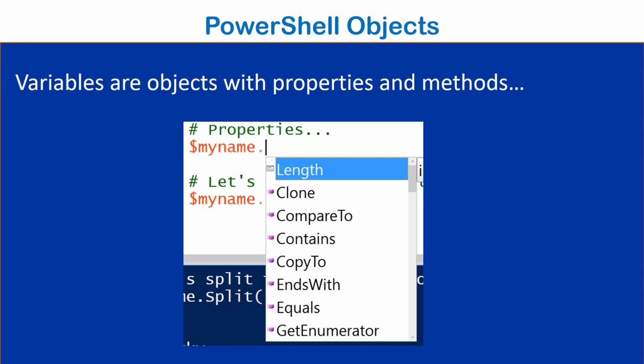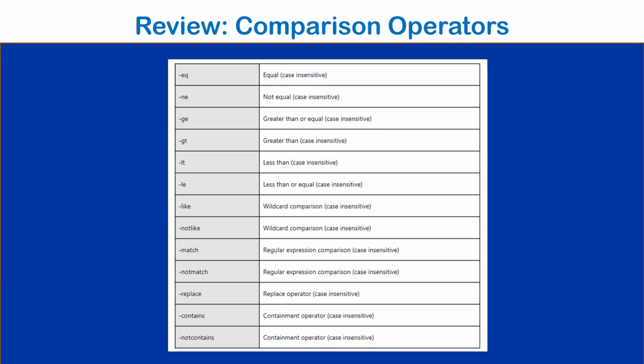And we also looked at the fact that variables are objects with properties and methods in their own right. And we saw that IntelliSense will actually pop up a list of what those properties and methods are for us, which is really nice. And then we should try to leverage those whenever possible.